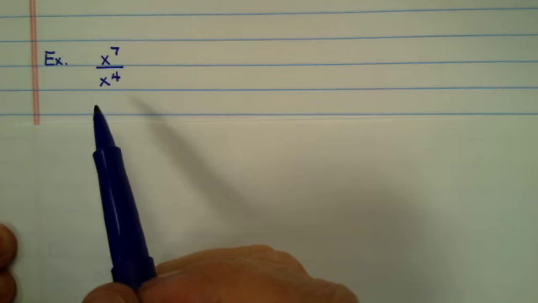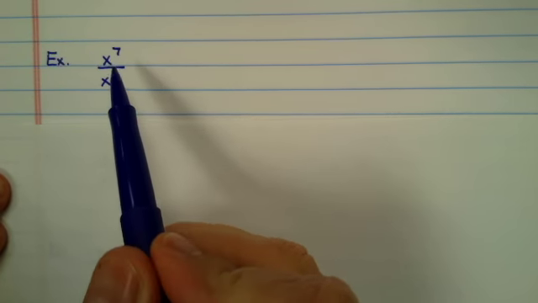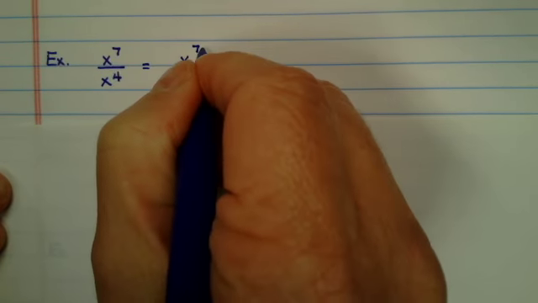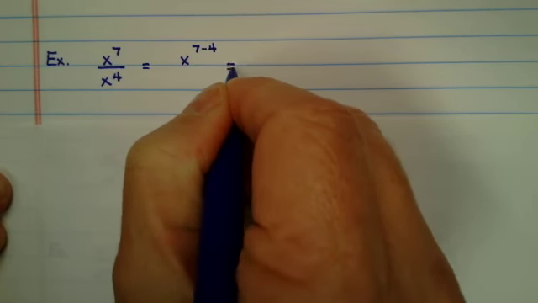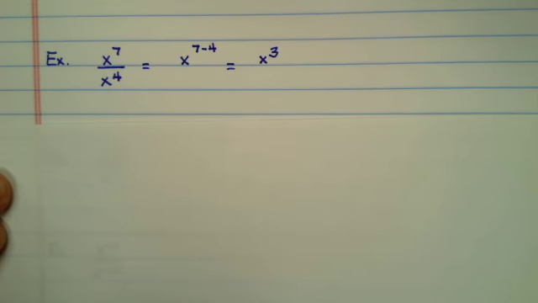Our next example. Again, if you're going to divide, you need to subtract your exponents. So I'll write my variable down. I'm going to take 7, subtract it from the one in the bottom, 4. 7 minus 4 gives me positive 3. Since it's positive, I don't have to do anything else.